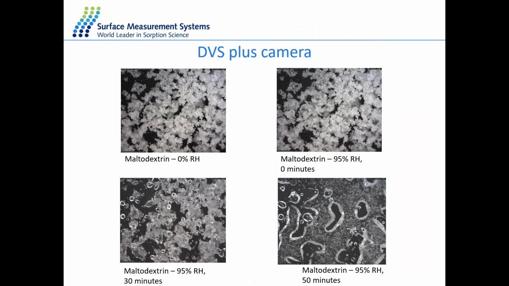So to give you an idea of what a camera shot will look like, here is a sample of maltodextrin. We start from a perfectly dry sample, and here we are doing the exposure to a high level of relative humidity. So we bump up the relative humidity to 95%, and we take screenshots over time. This is at 0 that you see over here. This is the maltodextrin after 30 minutes, which you can see is starting to get wetter and wetter, and then it goes through the deliquescence point, where we basically have a puddle of water that is covering the entire sample.